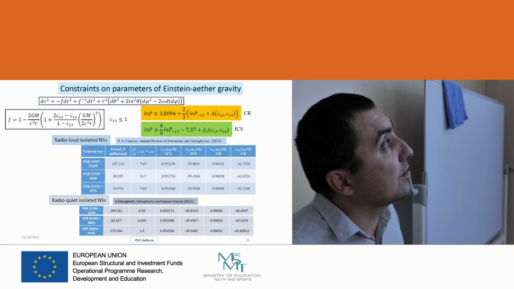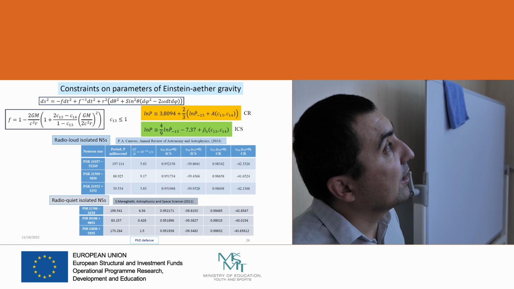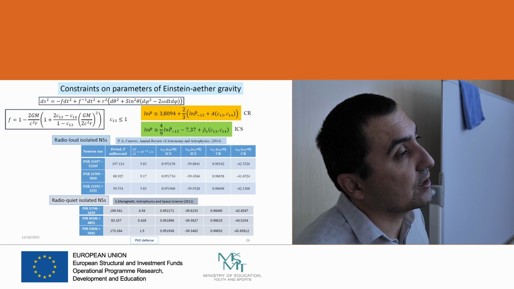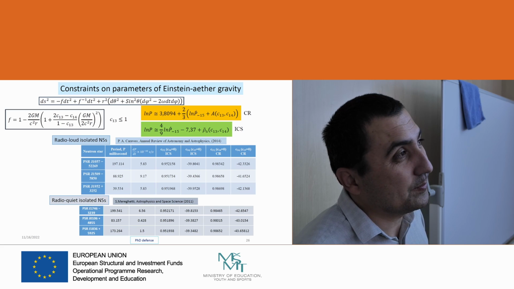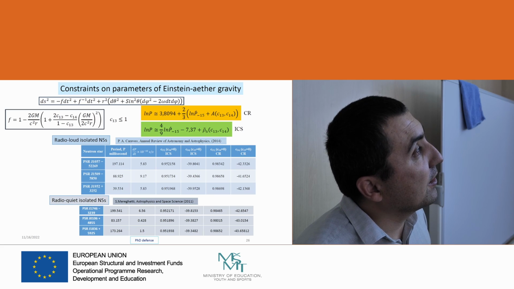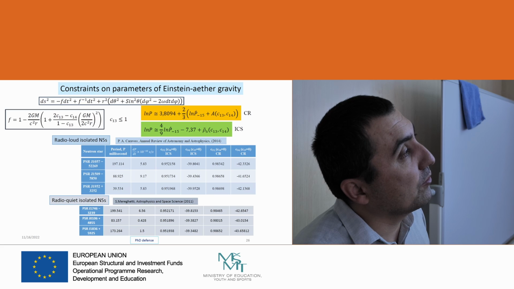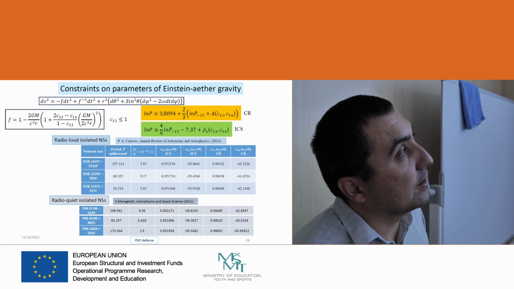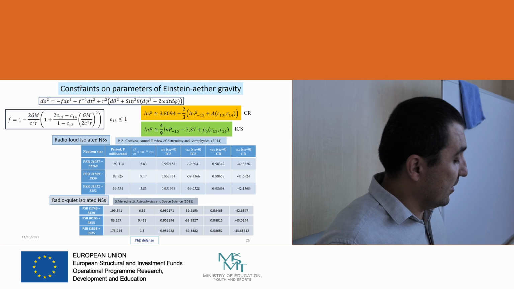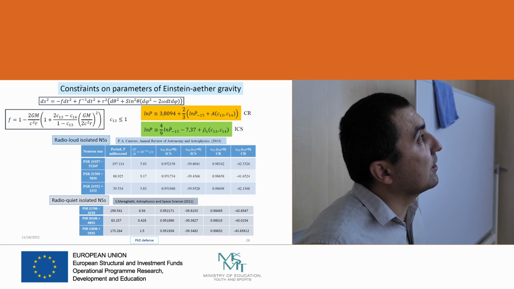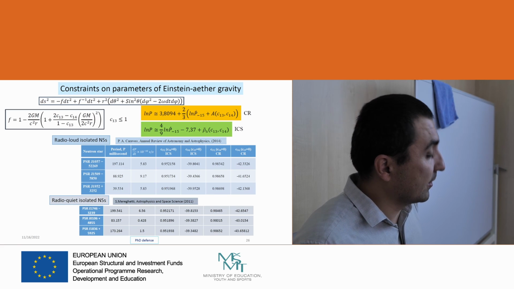And in this work, we tested Einstein ether gravity, which has two extra parameters, which are responsible for the ether field, and we got lower limits for these two parameters using these two radiation mechanisms for isolated neutron stars, because this model also works for isolated neutron star models.